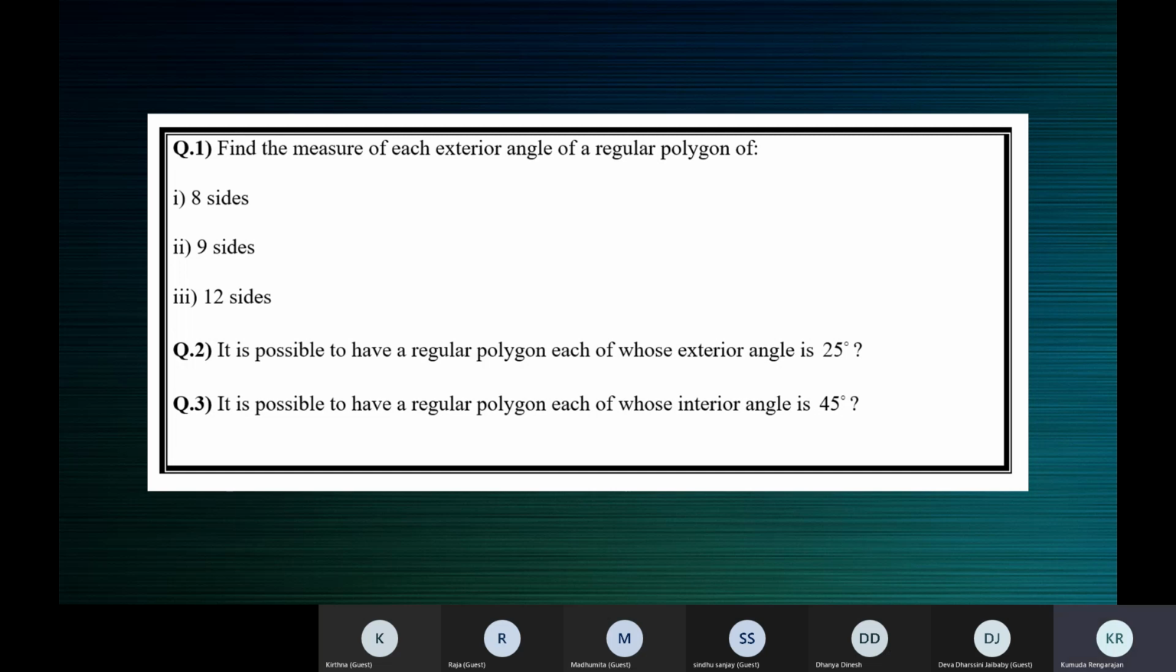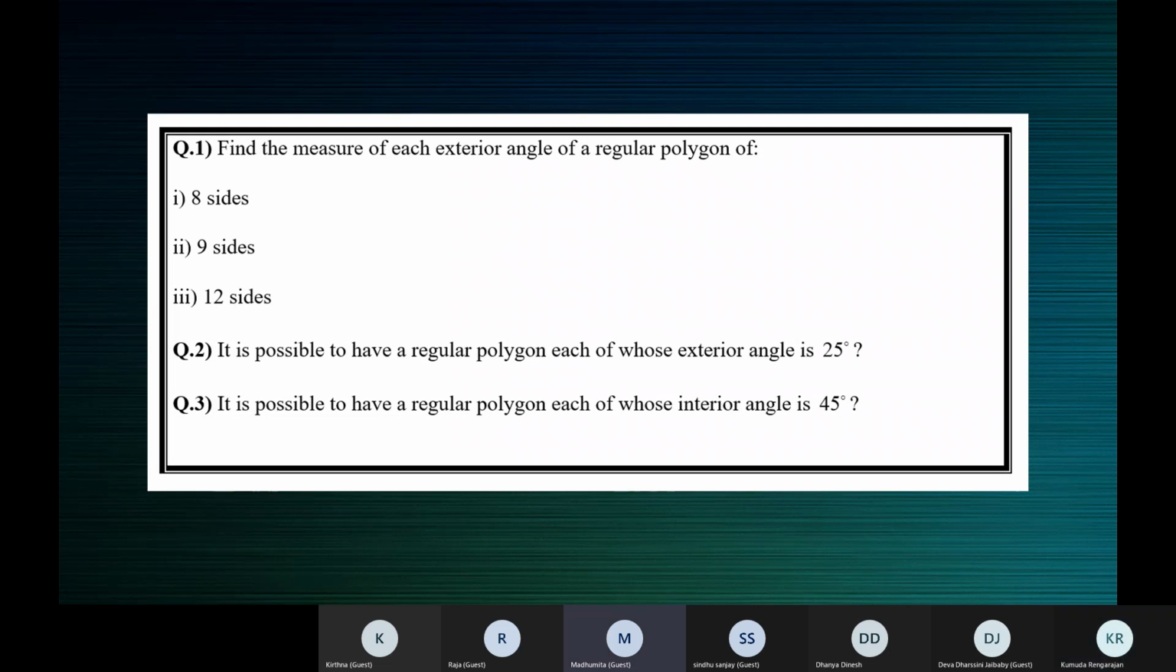So like that, moving on to the second one, question number 2. Okay, about the first one. This is one of the ways of finding each exterior angle, like what we discussed now. Or you can find it out straight away. Madhumita, instead of using this procedure, how can you find each exterior angle straight away, in 1 or 2 steps?